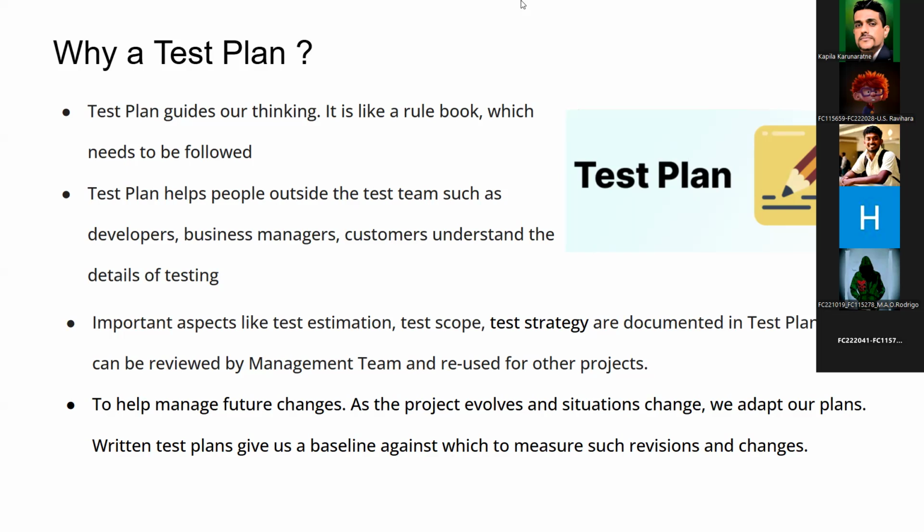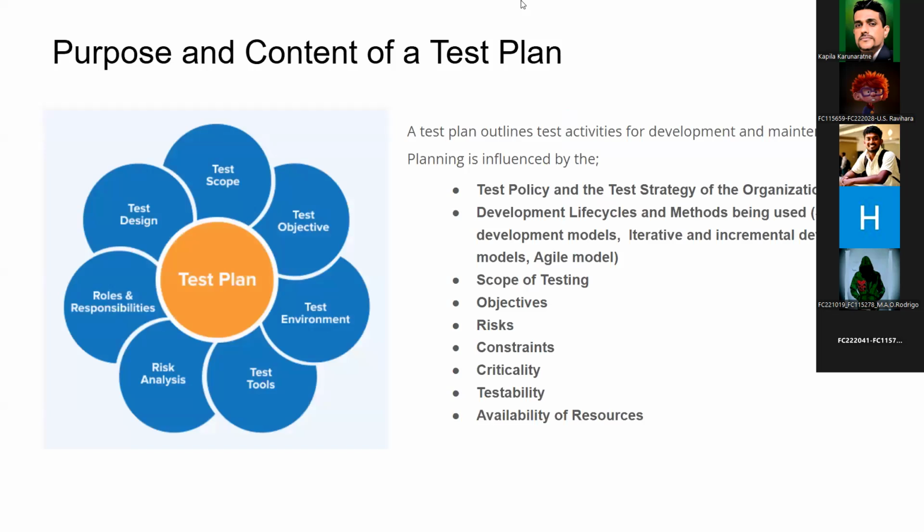Okay, let's see the basic content. Basically, your organization's test policy and strategy need to be included, as well as your development life cycle methodology and how we are going to use it, the scope and objective of your testing, and risk: how we are going to identify and mitigate it, and constraints, testable areas, reviewers, resources, environment, and roles and responsibilities. Everything has to be included.